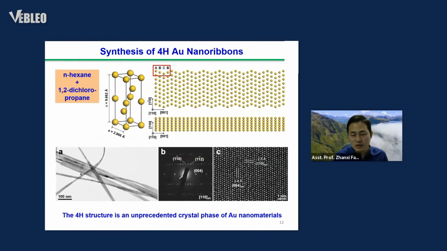Bearing this in mind, we explored a lot, and we finally found a binary solvent system that involves an alkane and also 1,2-dichloropropane. By using this binary solvent system, we are able to synthesize a new crystal phase of gold, the 4H gold nanoribbons. This crystal phase shows a quite different stacking sequence, ABCB along the close-packed direction. From the TEM image you can see the ribbon shapes, and the electron diffraction and the Cs-corrected STEM image confirm the crystal structure.